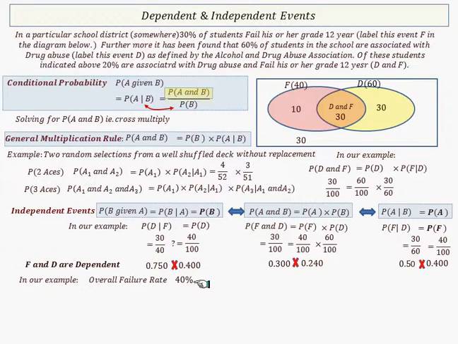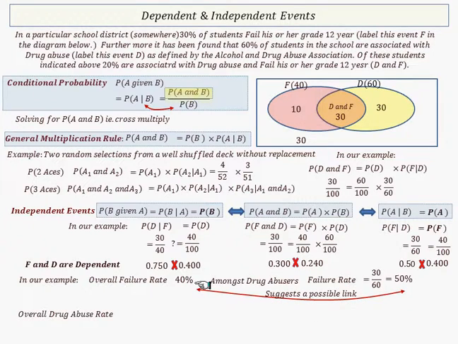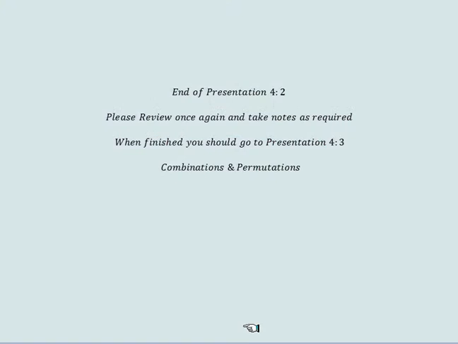Overall failure rate is 40%. Amongst drug abusers, the failure rate is 30 out of 60, which is 50%. This suggests a link between the two, and this is where we're heading. The overall drug abuse rate is 60%. Amongst those who fail, the drug abuse rate is 75%, and again, this suggests that link.